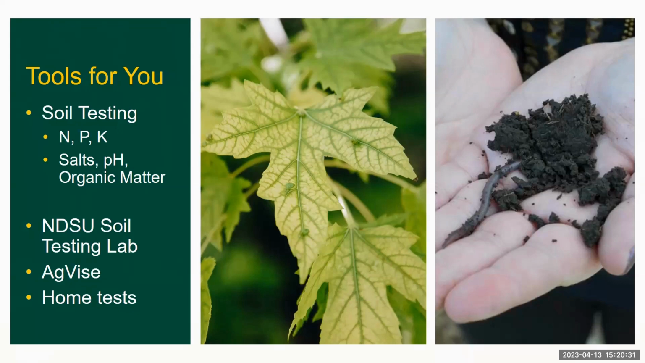You get a baseline for your site, know if you're deficient in any major nutrients, know what your pH is, and it will help you so much down the road. You can get these at your local garden centers, and there are also some soil testing labs that you can send these off to as well.